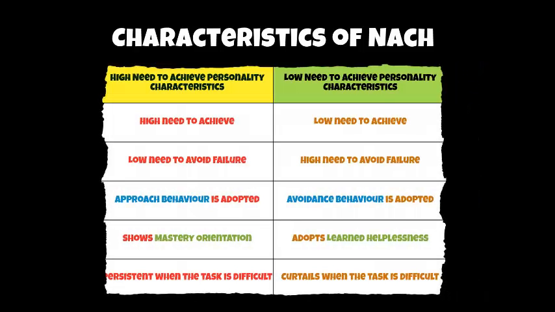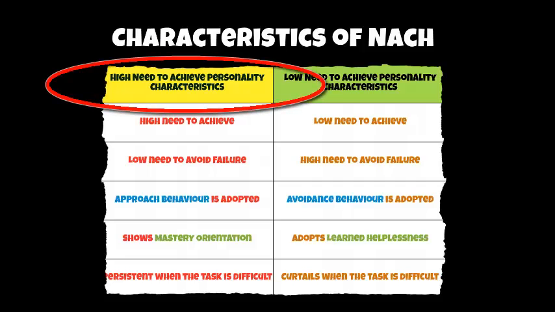Alright, the other thing you need for your exam questions is that the examiner will ask you, what are the characteristics of high need to achieve performers and low need to achieve performers? There is a table here which you can obviously pause if you need to jot these things down. So in the yellow on the left we've got the high NAC, which would be the top of that north-south continuum on the previous slide.